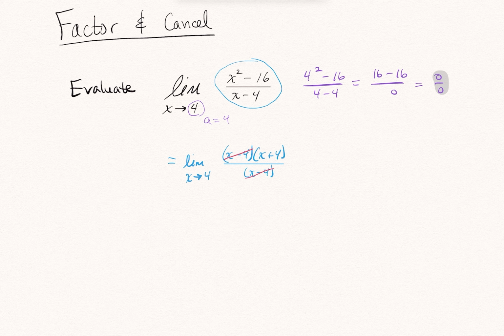Here we see the x minus 4's cancel, and we're left with the limit as x goes to 4 of x plus 4. When using this technique, after you have canceled the common factors, you reset and try plugging in x equals a again and see what happens. In this case, we get a number, which means that we're done. That's our answer.